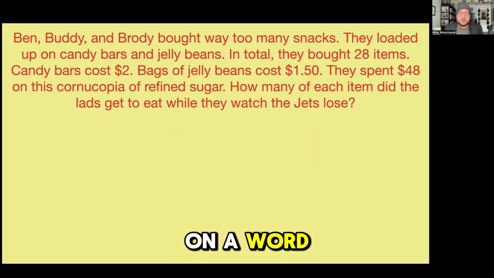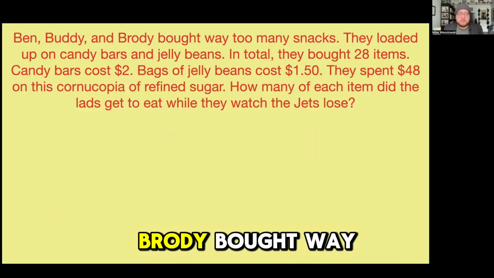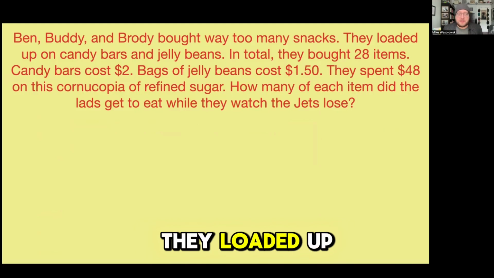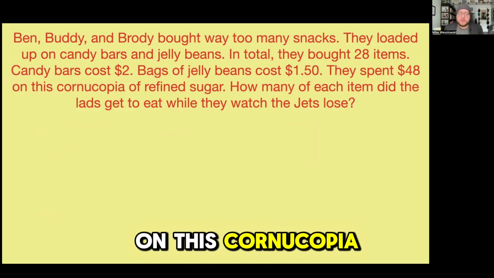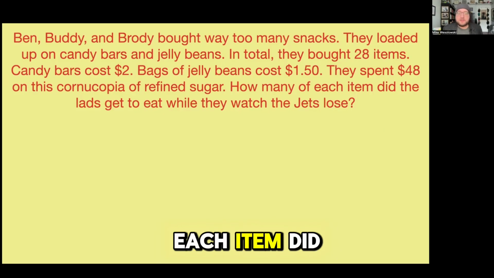Let's try it on a word problem. Ben, Buddy, and Brody bought way too many snacks. They loaded up on candy bars and jelly beans. In total, they bought 28 items. Candy bars cost $2, bags of jelly beans cost $1.50. They spent $48 on this cornucopia of refined sugar. How many of each item did the lads get to eat while they watched the Jets lose?